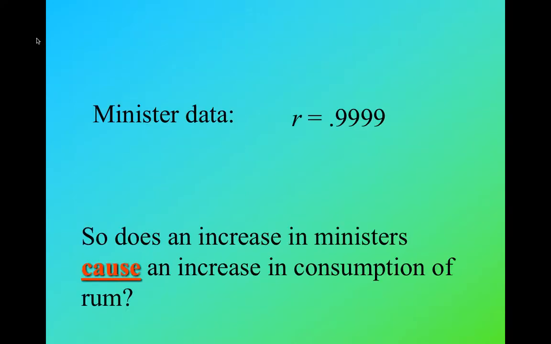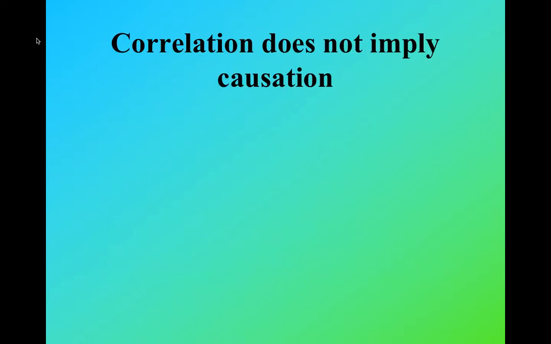Does an increase in ministers in New England cause an increase in the consumption of rum? Or does an increase in the consumption of rum cause an increase in the number of ministers in New England? What do you think? Trick question, actually. Be very careful when you're looking at correlation. While the correlation is incredibly strong and it does show a very strong positive relationship, it does not imply causation. Correlation does not tell us that one caused the other.